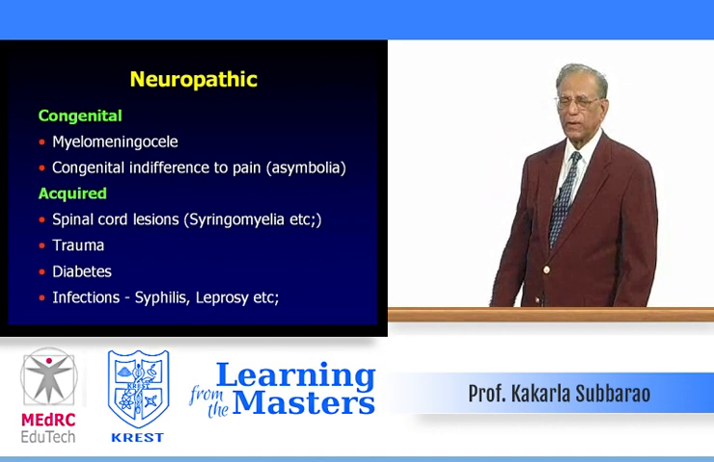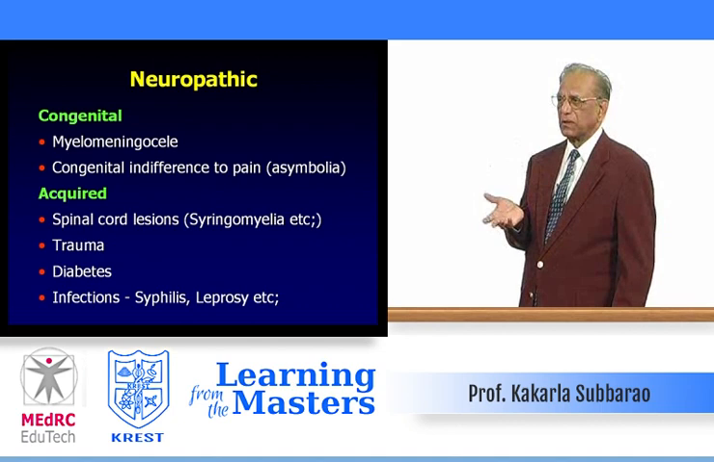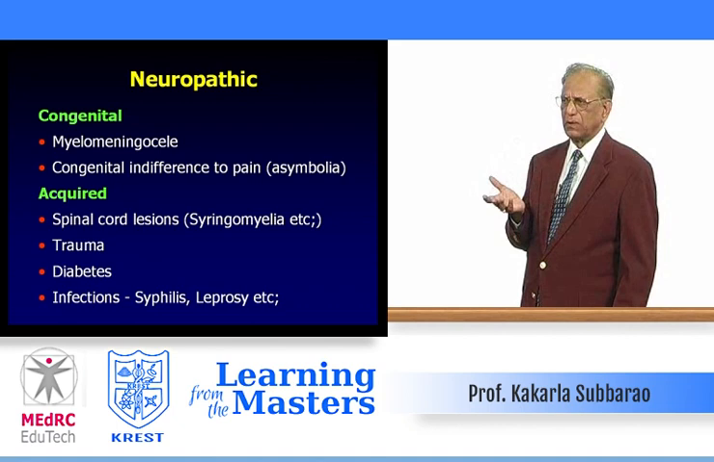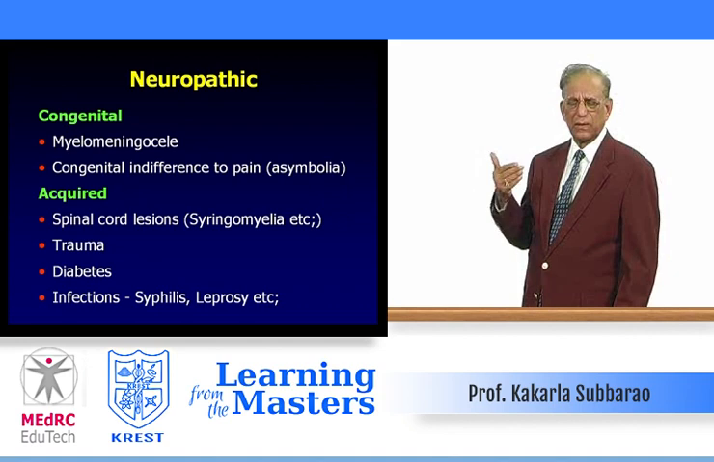Neuropathic joint could be congenital insensitivity to pain or myelomeningocele, or acquired spinal cord lesions, syringomyelia, any trauma to the spinal cord, diabetes, that is the most common cause today for a neuropathic joint. Infections, syphilis of course is rare, leprosy of the hip is rather rare because it restricts itself to up to the knee.